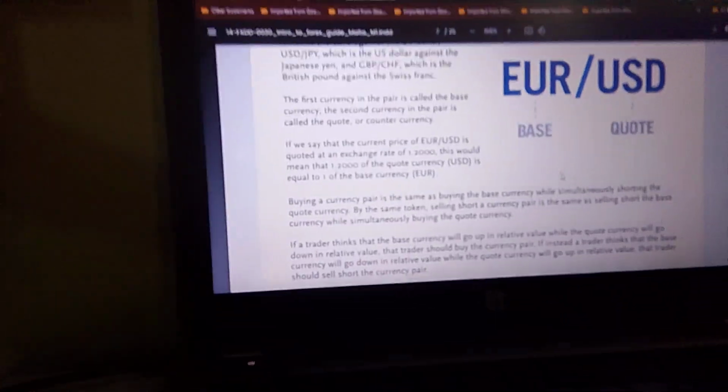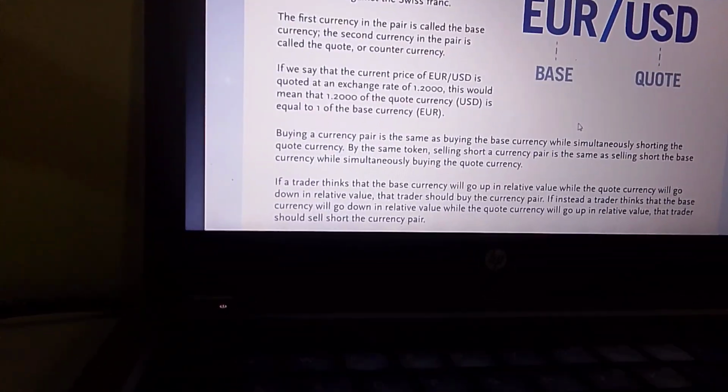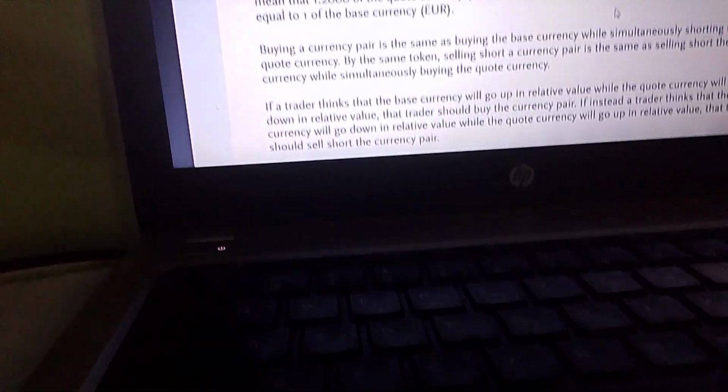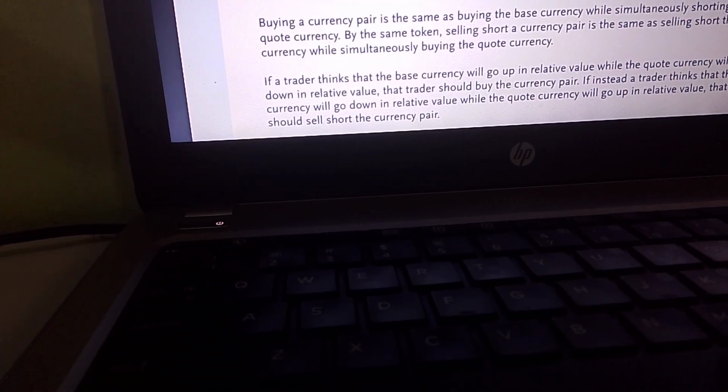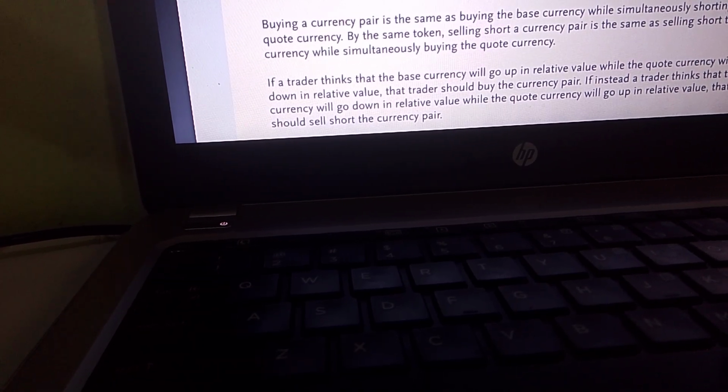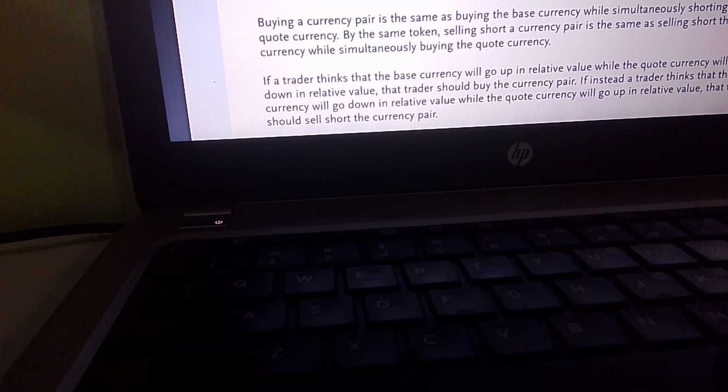Counter currency, base, quote, whatever the counter currency is, it doesn't really matter. So let's see. If we say that the current price of Euro USD is quoted at an exchange rate of 1.2 thousand, should that be read as 1.2 thousand of the quote currency being equal to 1 of the base currency?